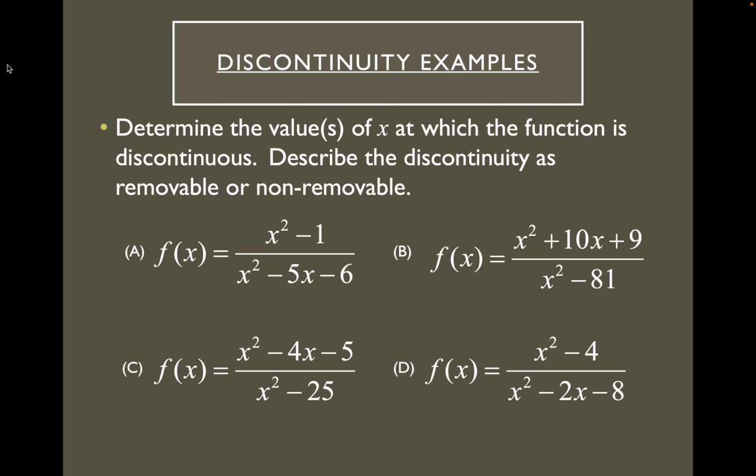We're going to identify what will be the removable. Recall, removable will be a hole, aka you can do algebra, when you can factor out and you can cancel out. When you cancel, that will be removable. And those you cannot do anything about, it will be the non-removable.